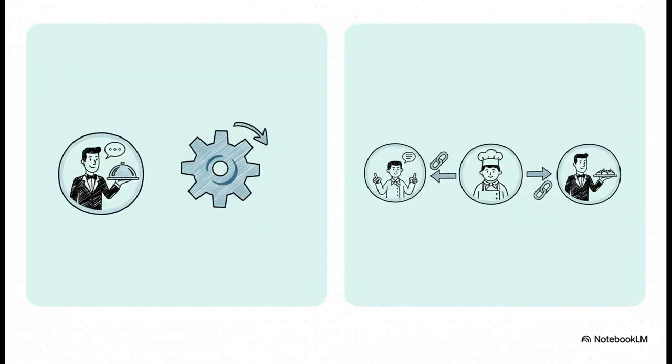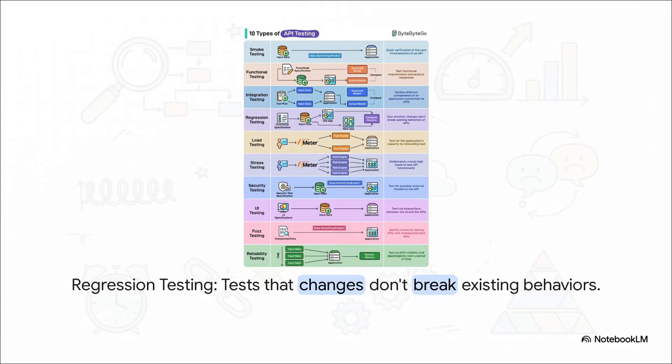And this is the key takeaway right here. Functional testing checks one API in a vacuum. Does the waiter do his job? Integration testing, on the other hand, checks the teamwork. Does the waiter communicate correctly with the kitchen? You absolutely need both. All right, last one for this foundational set, regression testing.